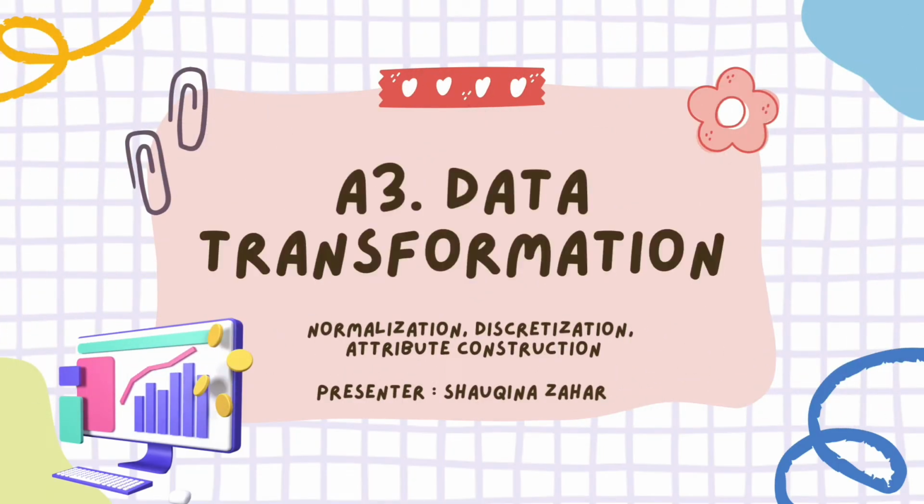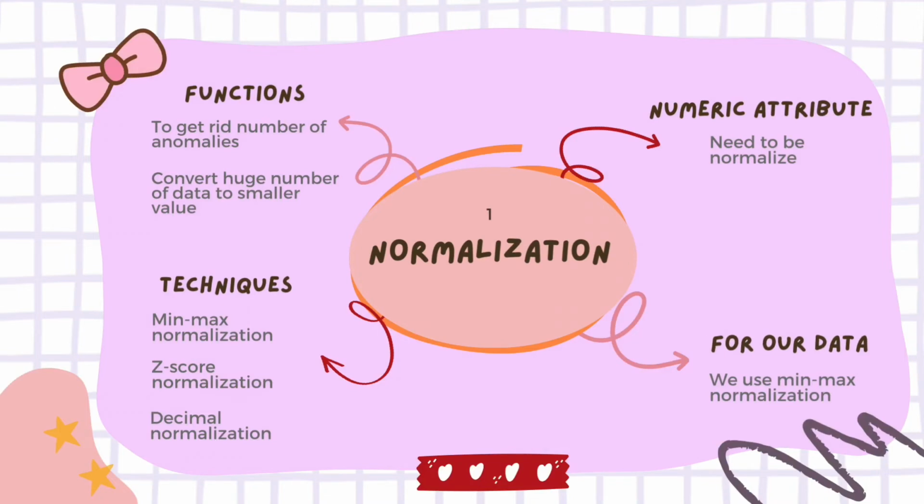Moving on to data transformation. Data transformation involves normalization, discretization, and attribute construction. Normalization is used to get rid of anomalies. These anomalies make the process of analyzing the data more complicated. Hence, we need to get rid of anomalies. This method will convert huge number data to smaller values.